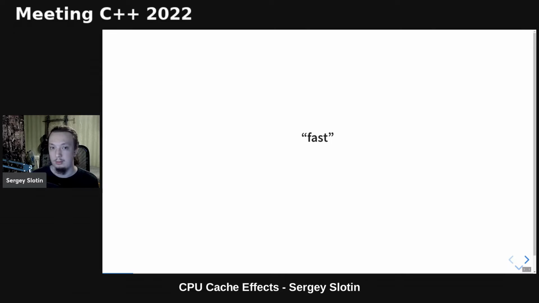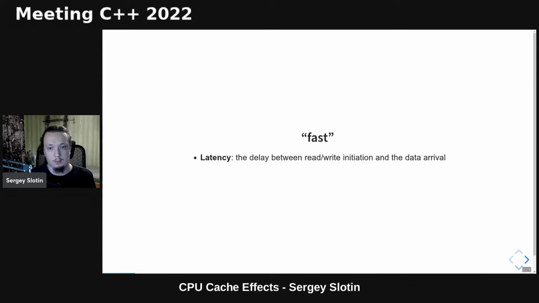And the word faster can apply to two closely related but separate timings. First, it can mean the delay between the moment when a read or a write is initiated and when the data actually arrives, the latency, or it can mean the amount of data that can be transferred per unit of time, the bandwidth. It's important to understand that one is not just the reciprocal of the other, far from it.